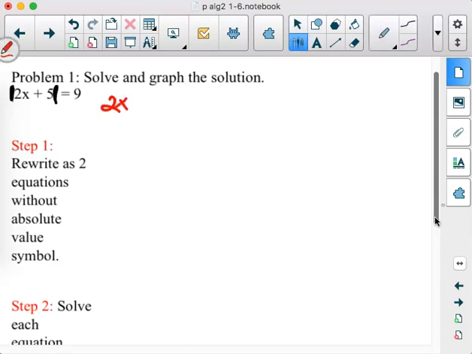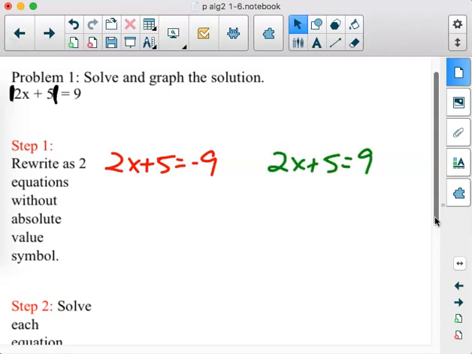So 2x plus, I'm supposed to do that down here, aren't I? It says rewrite as two equations. 2x plus 5 could be negative 9. Because if this were negative 9 and we took the absolute value, we would get 9. But it also could be positive 9.